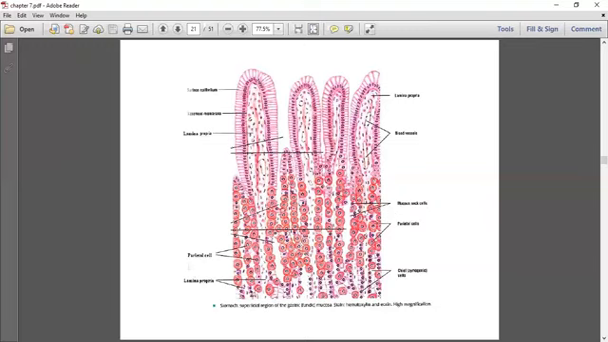The most prominent one here, the red color, is the parietal cells. They secrete HCl or hydrochloric acid. Large cell, pyramidal in shape, not circular. This is the typical shape, having a large round centrally located nucleus.